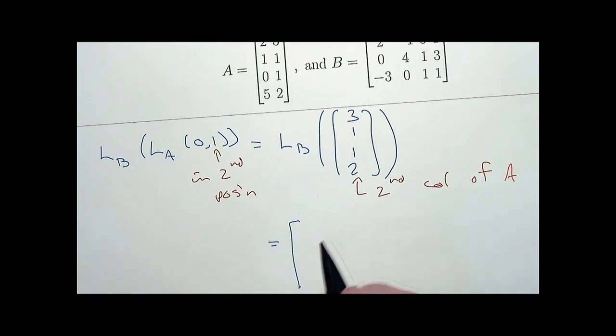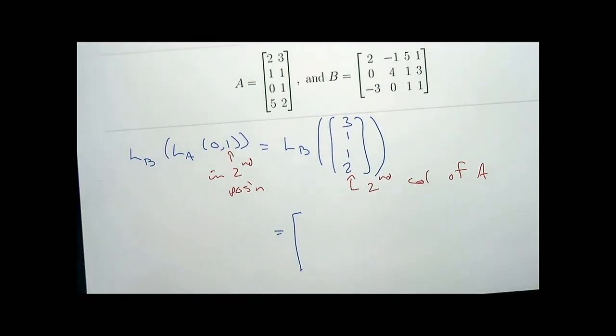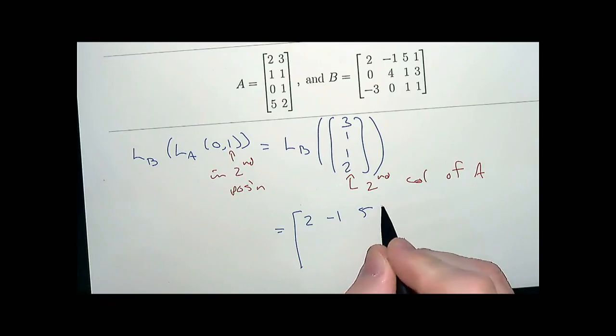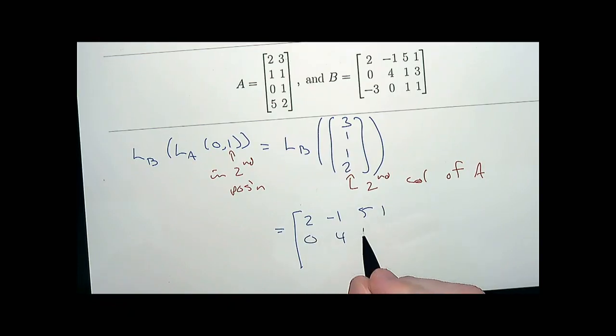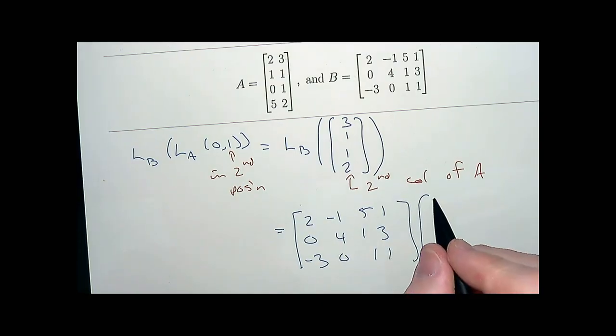Yeah, you can see that right. All right. Let me zoom out of here. There. So 2, -1, 5, 1, 0, 4, 1, 3, 0, -3, 0, 1, 1. We take that and we multiply it by our 3, 1, 1, 2.